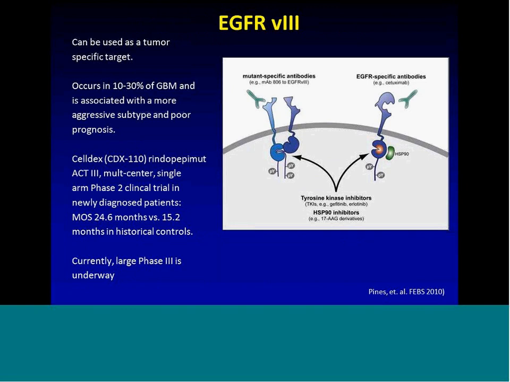This is a truncated or deleted variant, an EGFRvIII variant. And it occurs in about 10 to 30% of all glioblastomas, and it's associated with a much poorer prognosis and a very aggressive subtype. But what's interesting is that there's a vaccine, a small peptide vaccine called Celldex CDX-110, and in the ACT II trial, which was performed here and also at other centers, the median overall survival in that trial, if you added it on to standard of care therapy, was 24.6 months versus 15.2 months for historical control. So that's actually currently in a phase 3 study. So that's actually something you guys need to know.